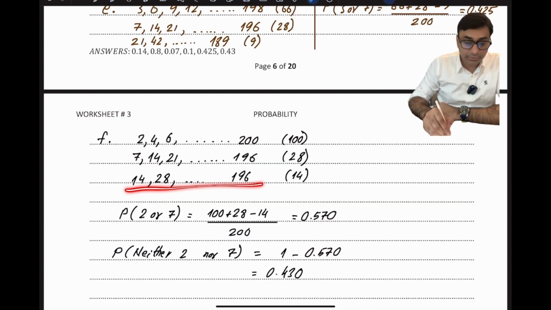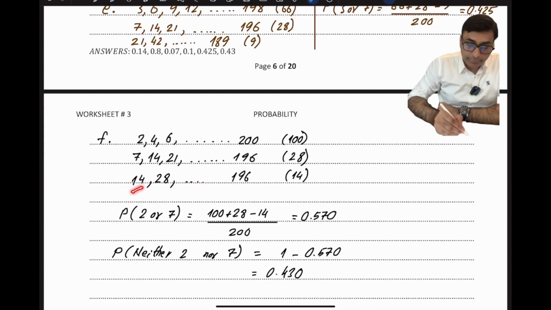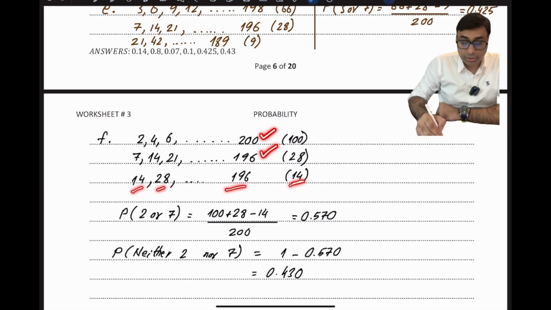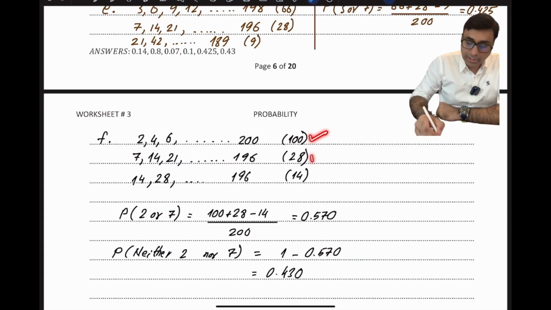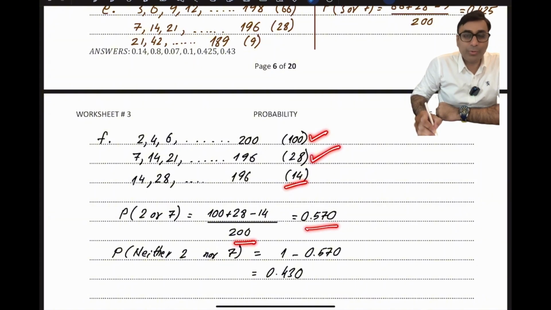And then I will obviously identify that those numbers which are divisible by both are actually included in both the lists already. So that means they are included twice. So I have to subtract this number once. So the numbers which are divisible by 2 or 7 or both are going to be 100 plus 28 minus 14. So I'll get myself the probability of being divisible by 2 or 7. Do not forget, I had to find the probability of neither divisible by 2 nor by 7. So if I have this probability and I subtract it from 1, I'll get the probability of neither divisible by 2 nor divisible by 7.